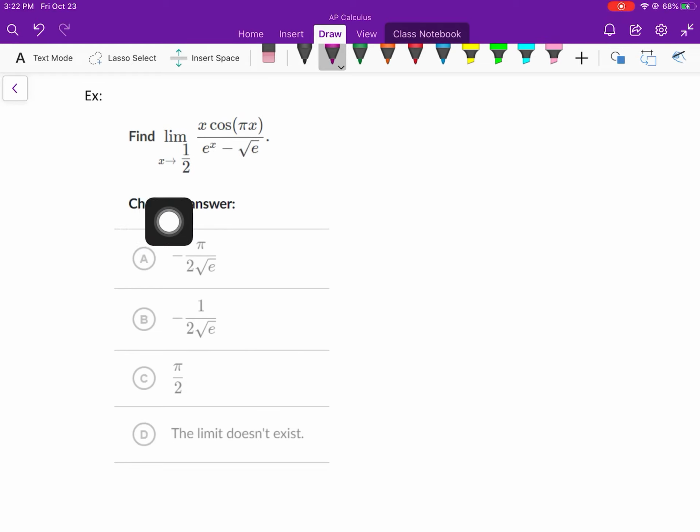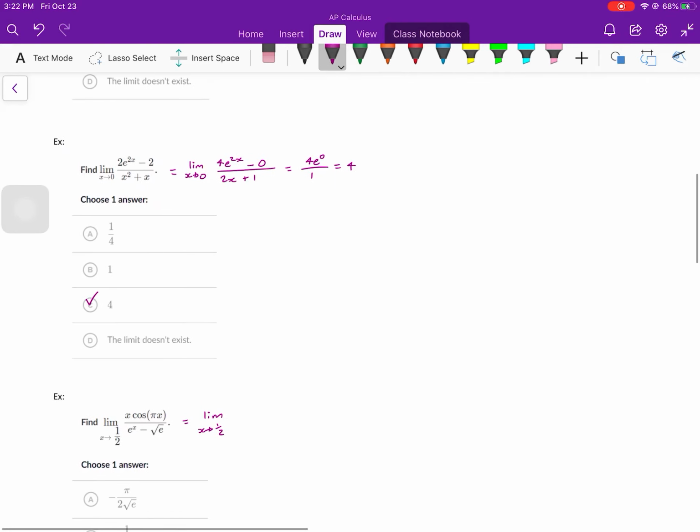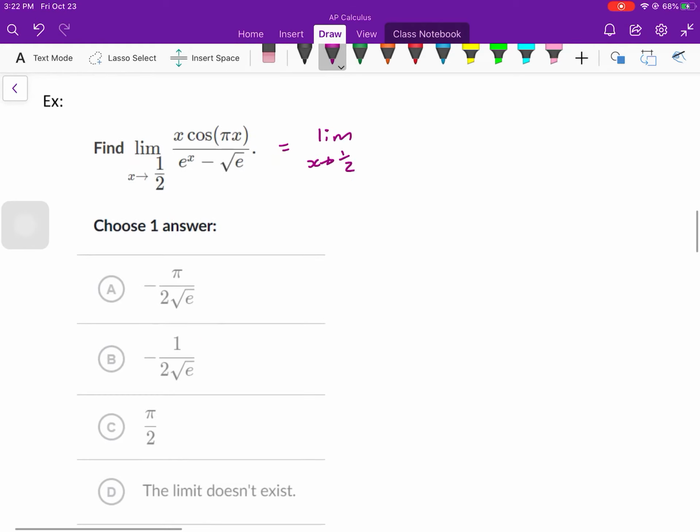Derivative of this one, unfortunately, we got to do the product rule this time. But if you plug in the 1/2, you get square root of e minus square root of e. That doesn't work. And on the top, cosine of pi over 2, because that would be 1/2 pi, is also 0. So let's try the product rule. Let's see what happens here. So this equals a limit as x goes to 1/2. And don't get this confused with the quotient rule. That's the biggest mistake I see, is people all of a sudden think this is the new quotient rule. This is not the new quotient rule. This is to evaluate limits.